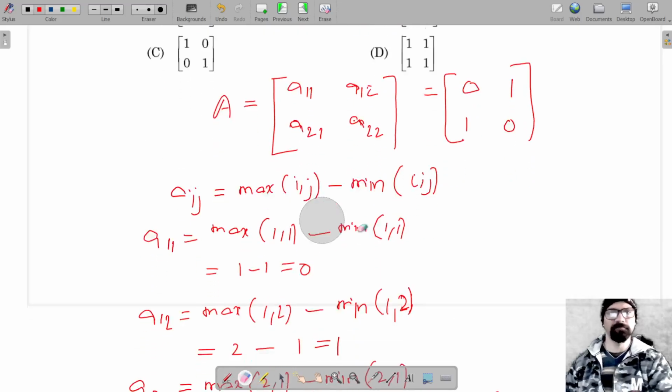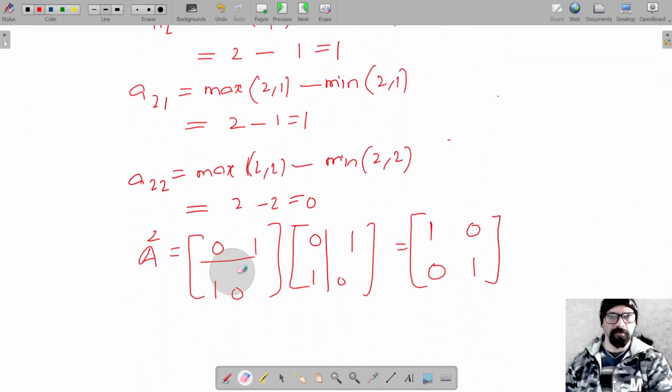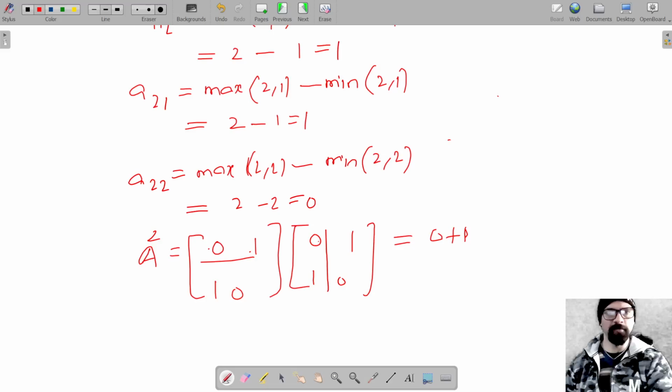Check it once again. C is not the correct answer. 0110, if you multiply this, 0 into 0 is 0 plus 1 into 1 is 1. Now we have got the A matrix 0110. Let's multiply this: 0 into 1 is 0 plus 1 into 0 is 0. So next row, first column, 1 into 0 is 0 plus 0.